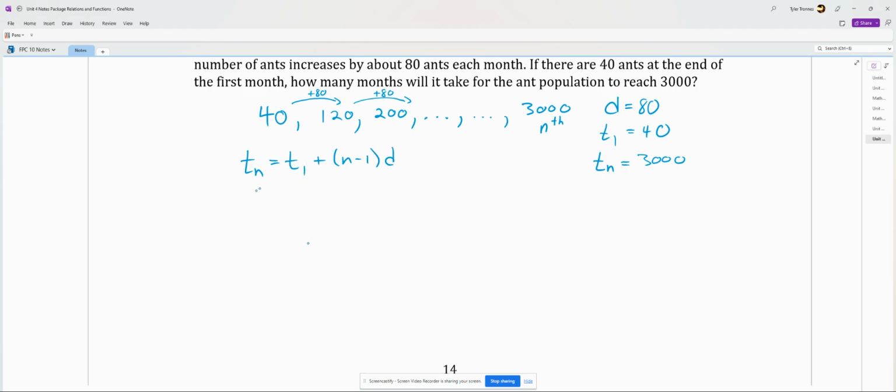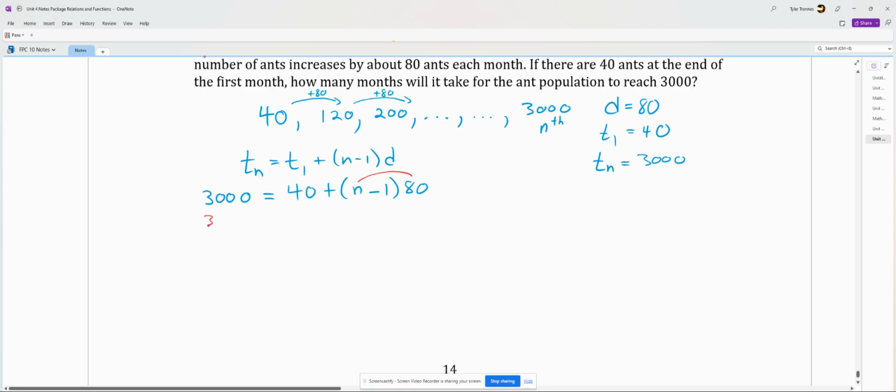So what do we know? Well, we want to know at 3,000 is the population. T1 we know is 40. We are trying to figure out n, in other words, how many months, and the common difference is 80. So we do the exact same thing we did before. Sorry, this program is delaying quite a bit. There we go. We're going to multiply the 80 times the n. And so let's rewrite this out. We have 3,000 is equal to 40 plus 80n.